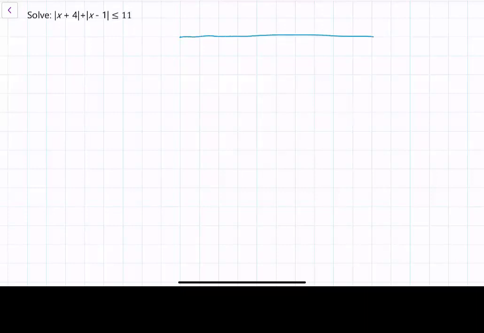As you can see, drawing a number line in these type of problems is very useful and very important. And we have to find our key points. In this case, it's -4 and +1. And again, we're splitting this number line up into 3 sections.